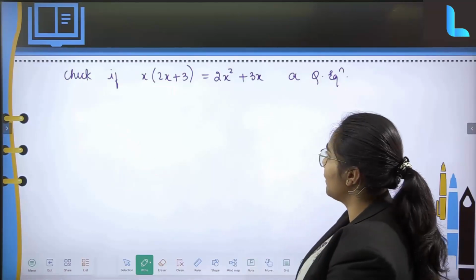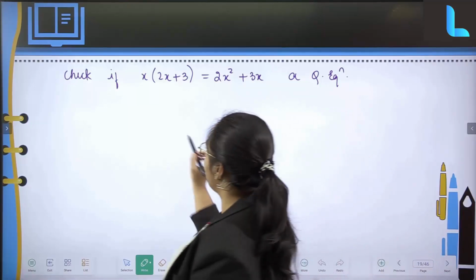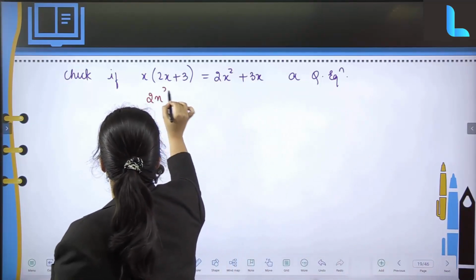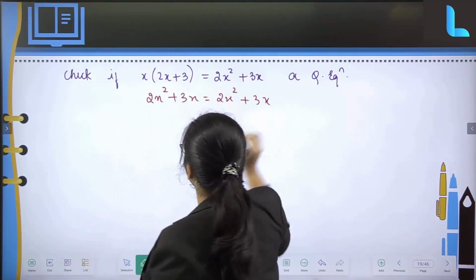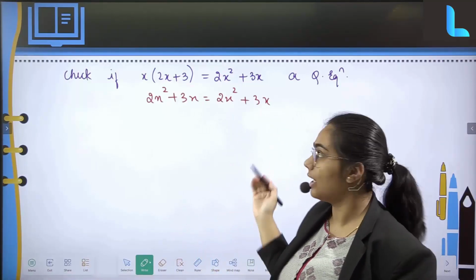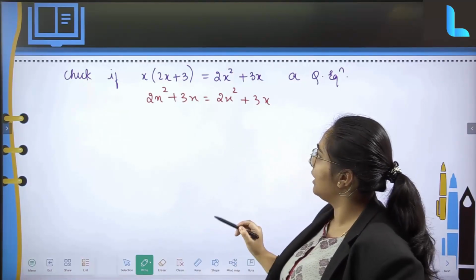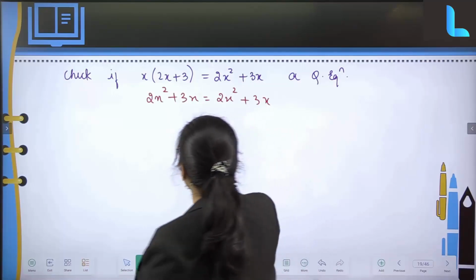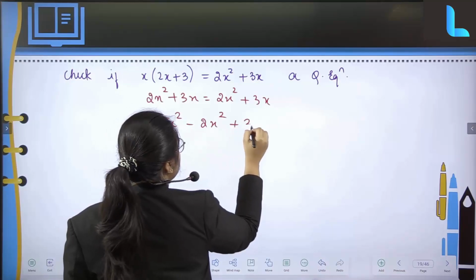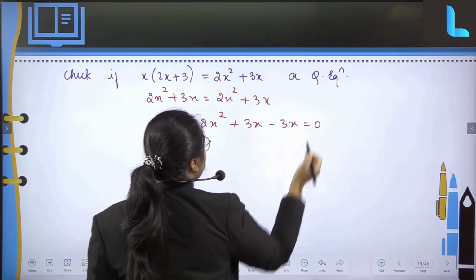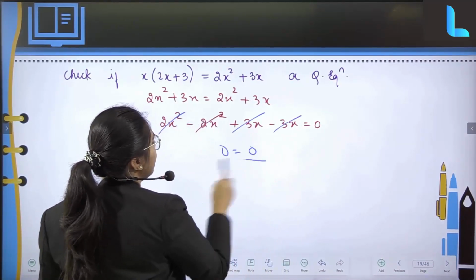Right. Next question. Check if the following equation is a quadratic equation or not. First we need to expand. 2x square plus 3x is equal to 2x square plus 3x. Right. This is what I will get when I am expanding. 2x into x is 2x square plus 3x. So both sides are equal. So first and foremost I just have to get everything on one side. 2x square minus 2x square plus 3x minus 3x is equal to 0. If you can see over here, everything gets cancelled. You're just going to get 0 over here.